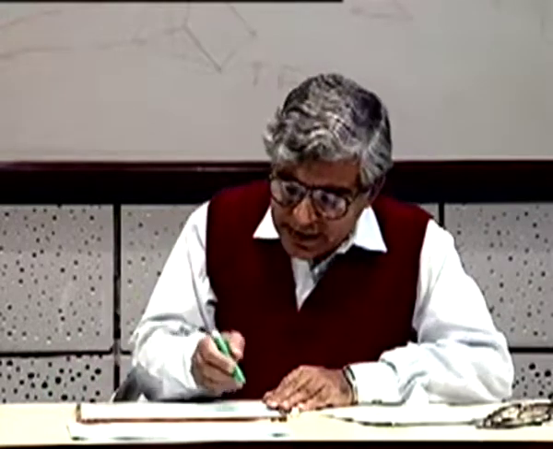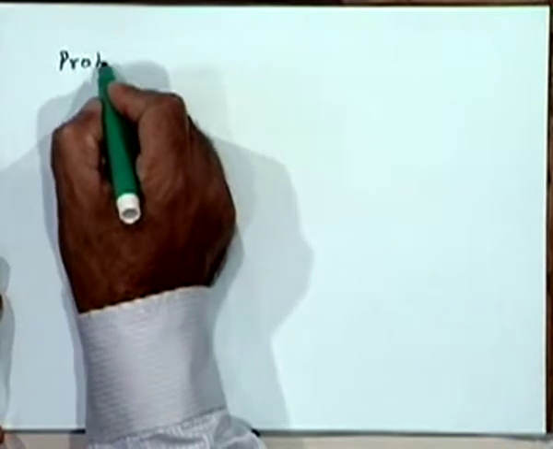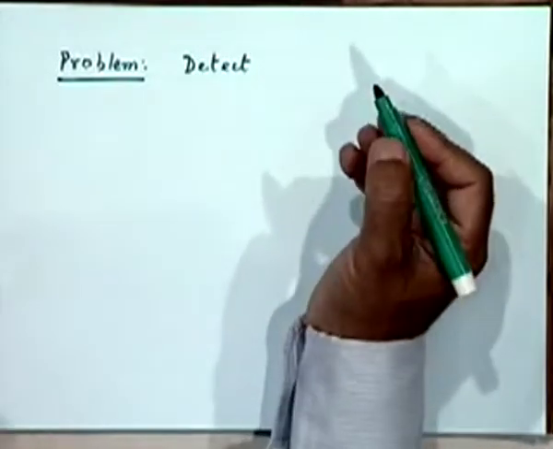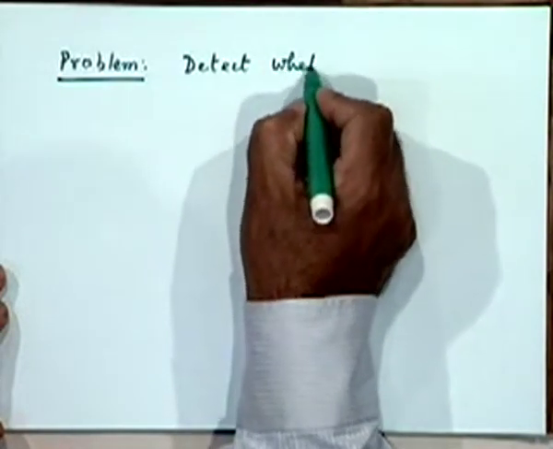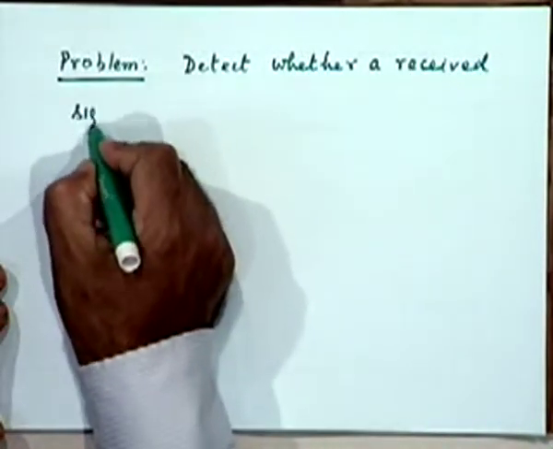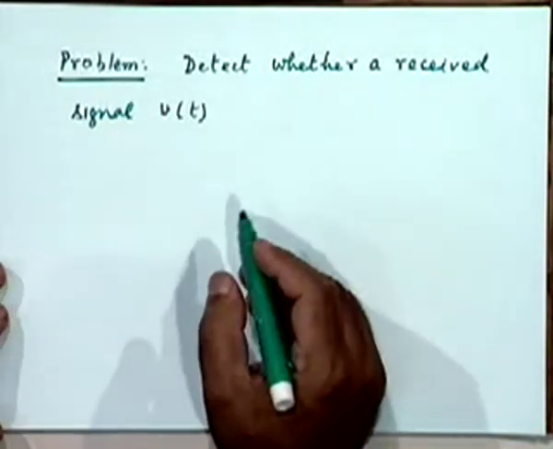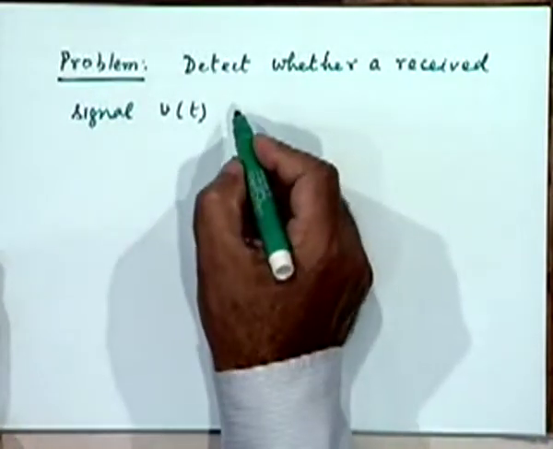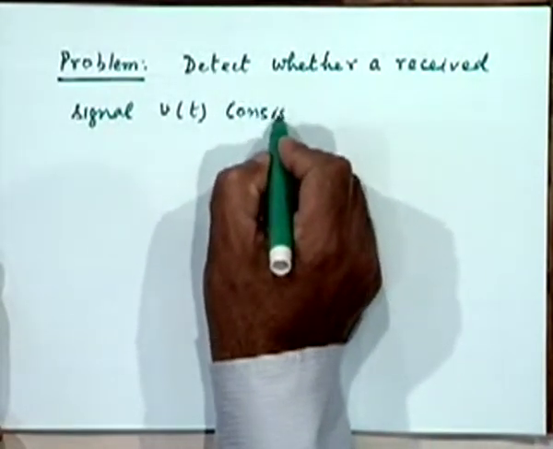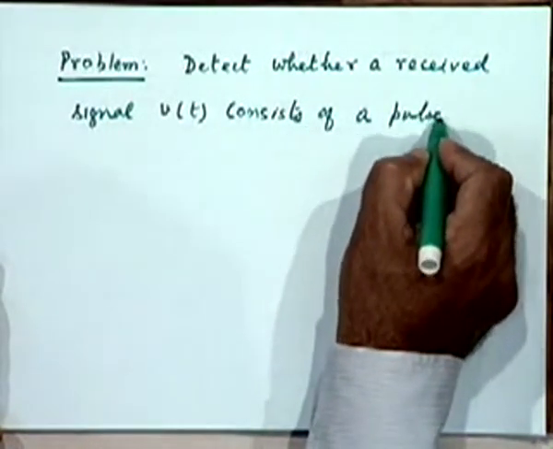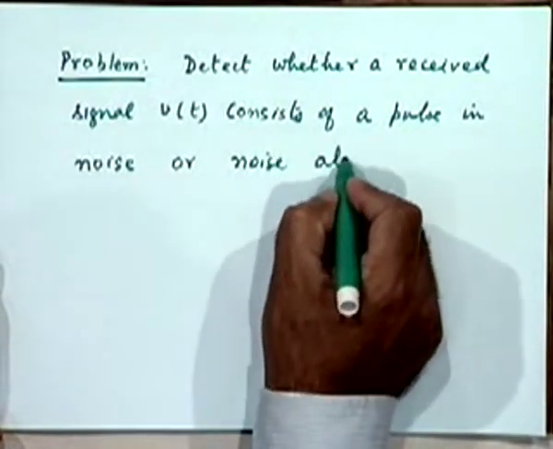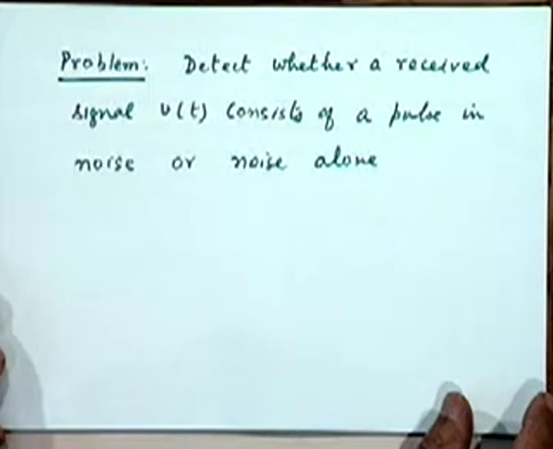As I said, our immediate problem of interest is a relatively simpler one: to evolve a strategy to detect whether a received signal v(t), which is a noisy version of the transmitted pulse As(t), consists of a pulse in noise or noise alone. That is the limited problem with which we will deal to start.